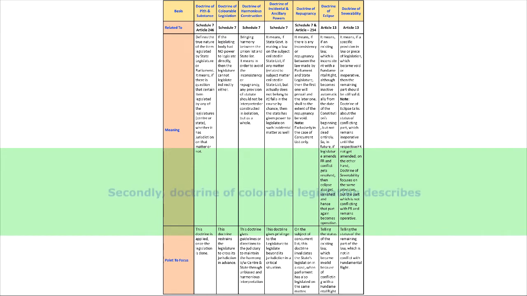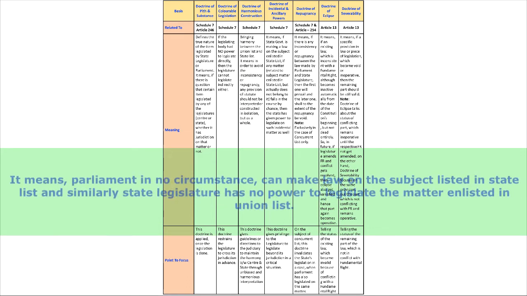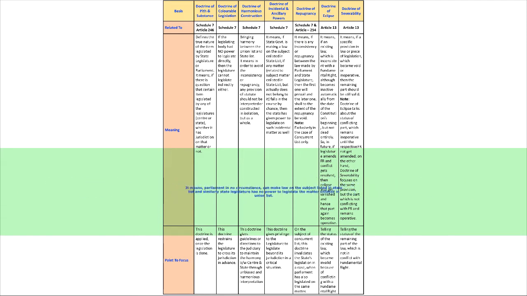Secondly, Doctrine of Colorable Legislation describes that if the legislating body had no power to legislate directly, then the legislature cannot legislate indirectly either. It means, Parliament in no circumstance can make law on the subject listed in State List, and similarly State Legislature has no power to legislate the matter enlisted in Union List.